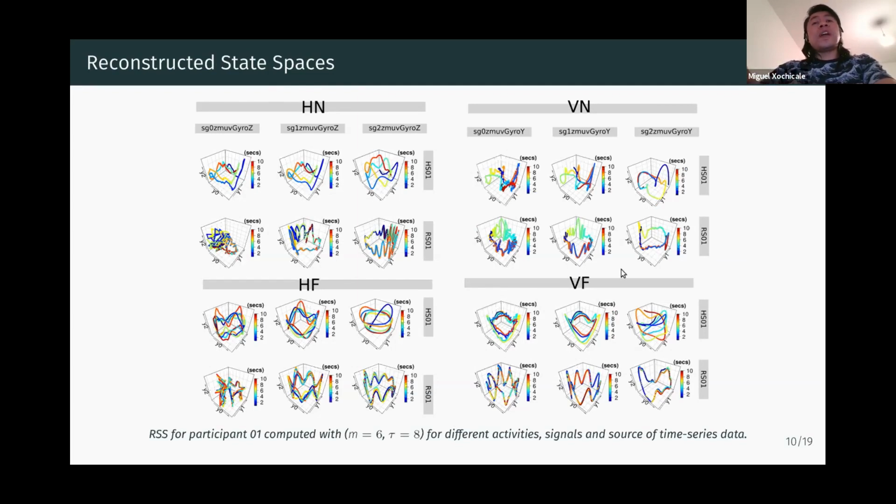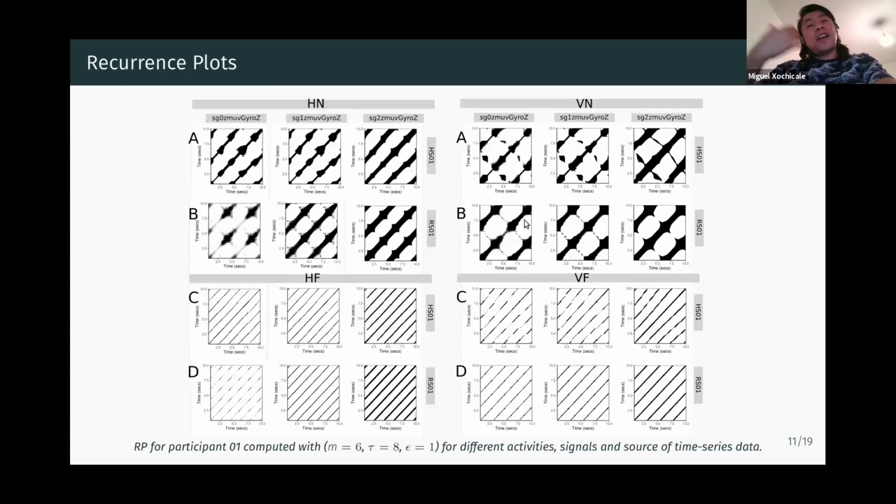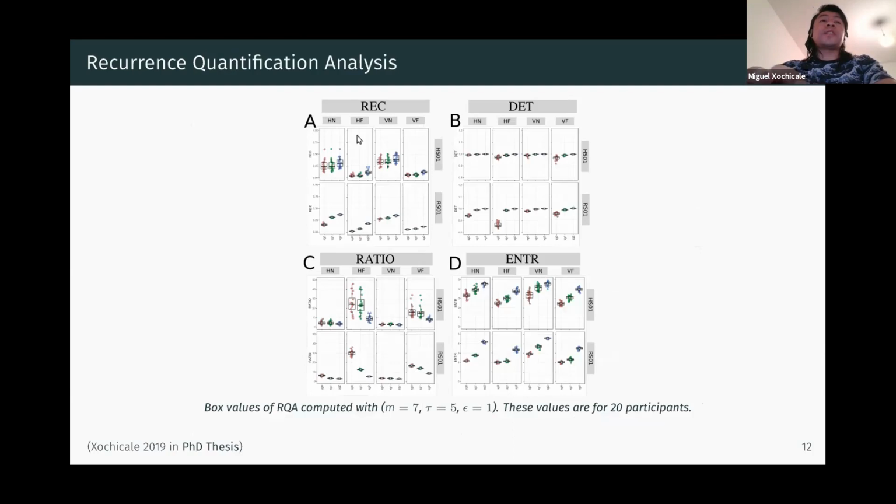But then how can we measure that? I did these recurrence plots, and I quantified the black dots that you see in each of these different movements: horizontal normal, vertical normal, horizontal faster, and, sorry, vertical faster as well. And so we then have these different recurrence quantification analyses for four types of movements and two types of sensors, the human sensor and the robot sensor.